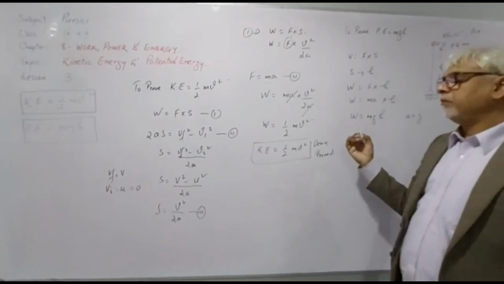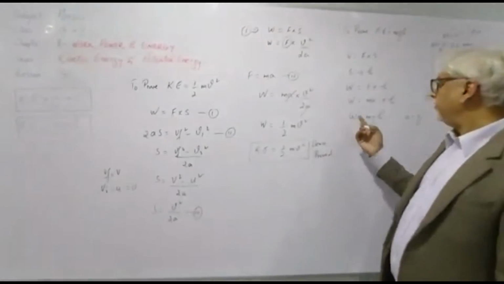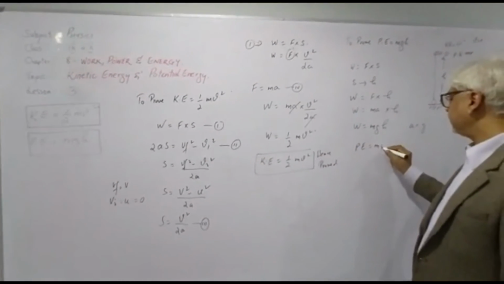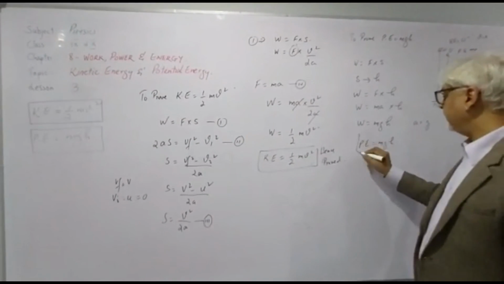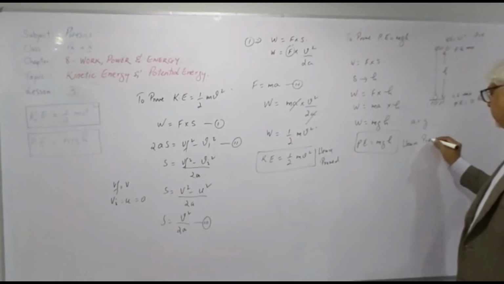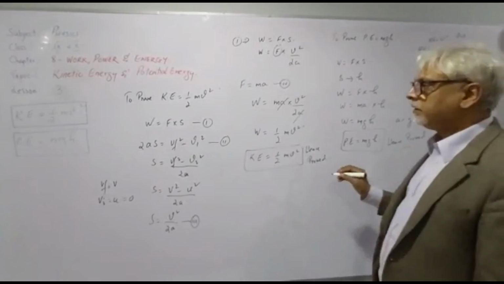Hence, the ability to do work is called energy. Replace this W with the potential energy that we are talking about, which is equal to mass times acceleration due to gravity times height. So there you go, I've just proved that potential energy is equal to mgh.